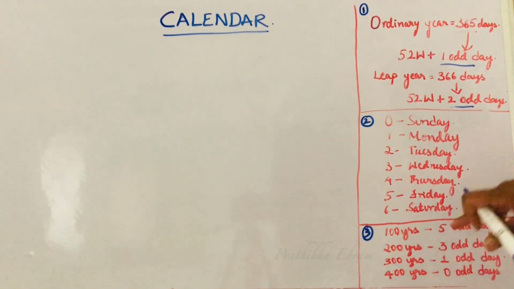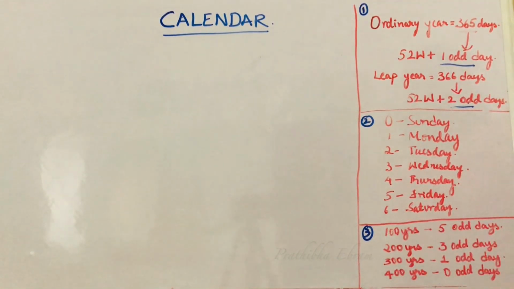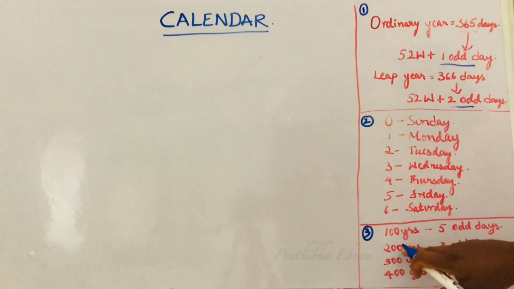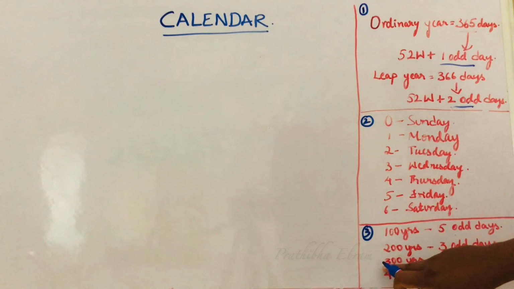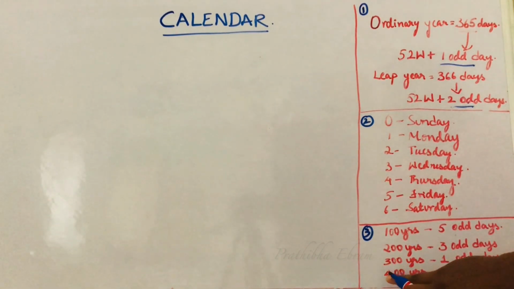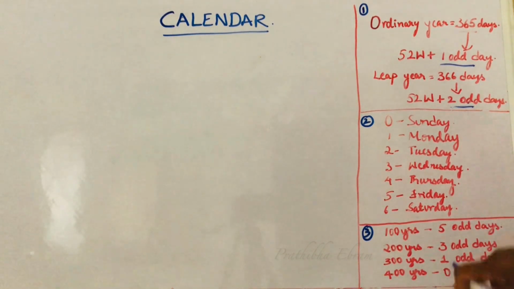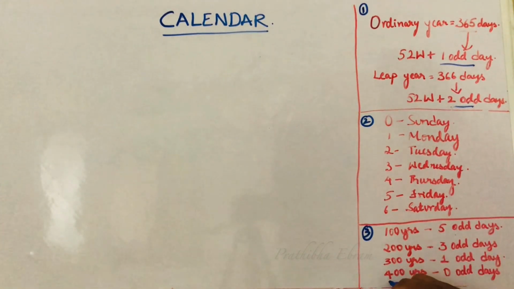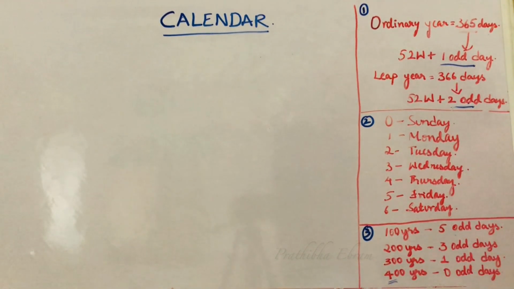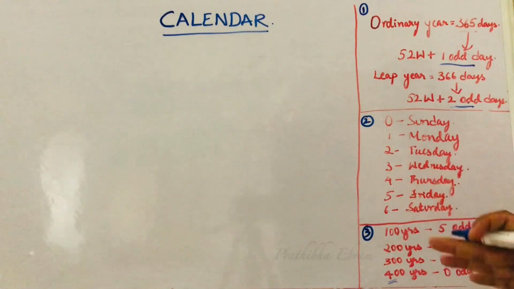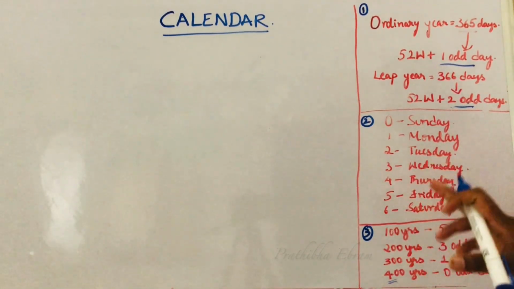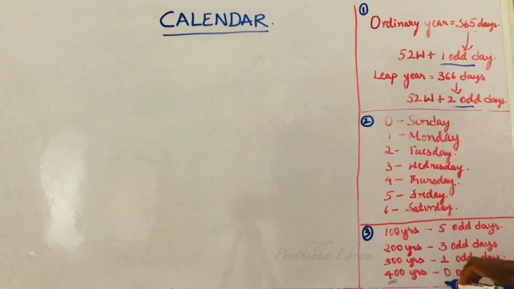and 6 is Saturday. And finally the third point is in 100 years we have 5 odd days, in 200 years we have 3 odd days, in 300 years we have 1 odd day, and finally in 400 years we have 0 odd days. From this last 400 years we have also concluded that every century year which is a multiple of 4 has 0 odd days.